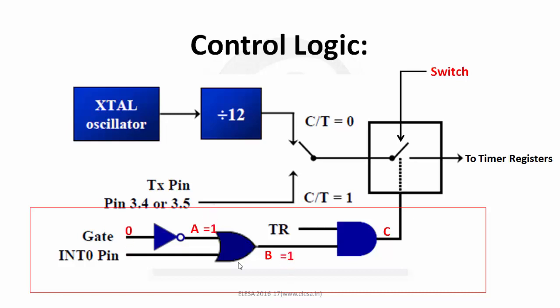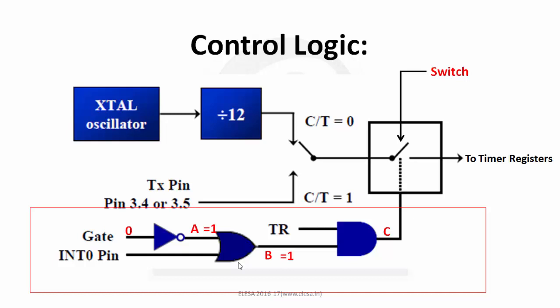If the gate equals 0, what we get at the output of the NOT gate is 1 and thereby B is always equal to 1. As this is an OR gate, the output of the OR gate depends only on one input if any of the inputs is 1. So it doesn't depend on the input pin, that is INT0. Now this B equals 1, therefore one of the inputs to the AND gate is equal to 1. So whenever the TR signal is equal to 1, we get C equals 1, which thereby turns on the switch. That is, we get the 1 MHz clock to the timer registers.